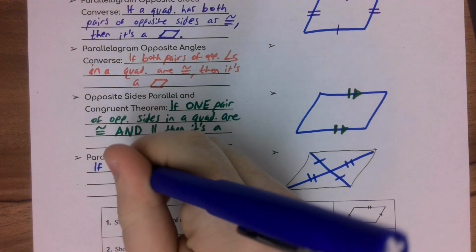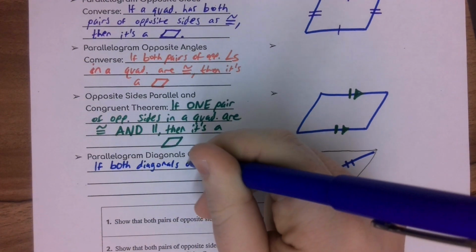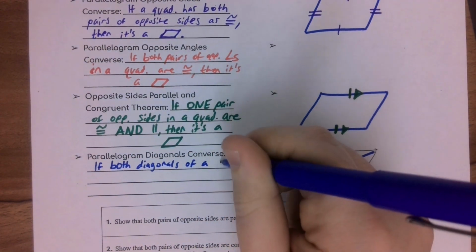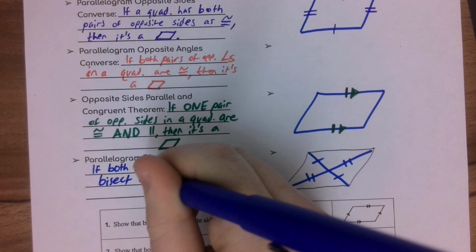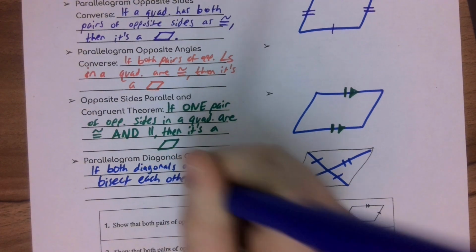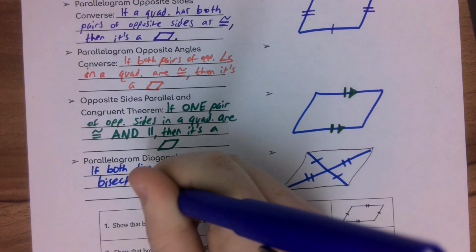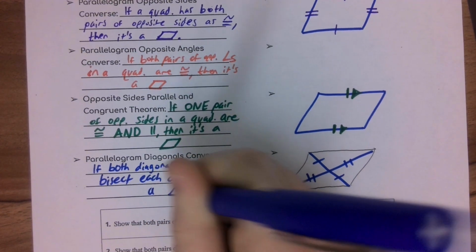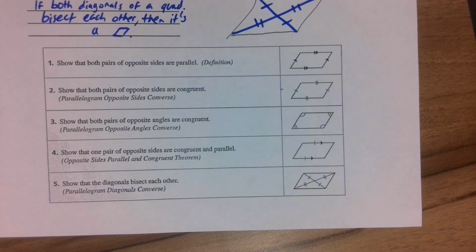If both diagonals of a quadrilateral bisect each other, then it's a parallelogram. Once again. Nice. For future reference, all of these theorems are down here at the bottom with diagrams showing them.